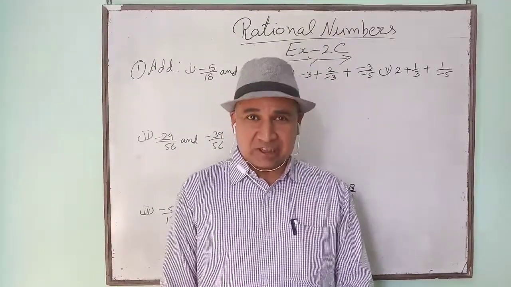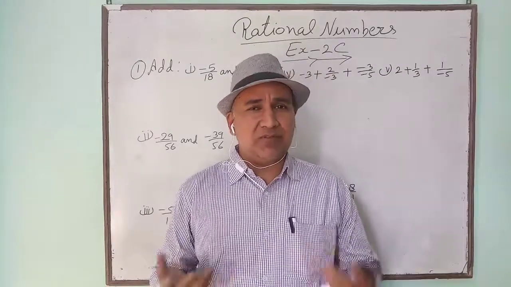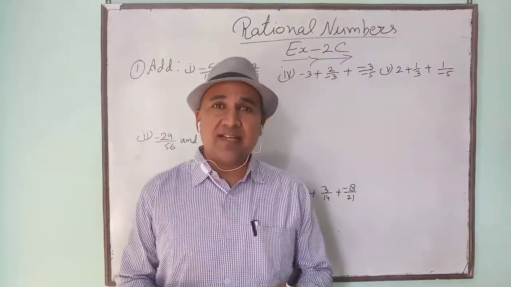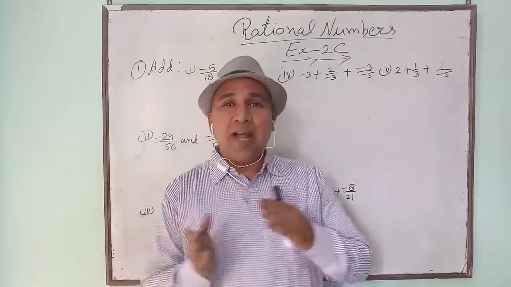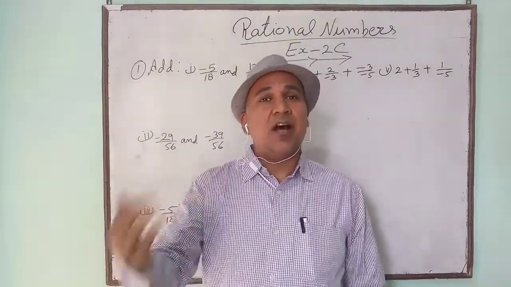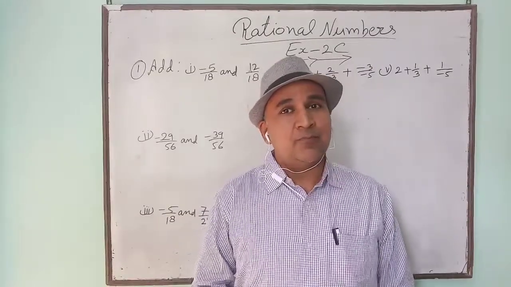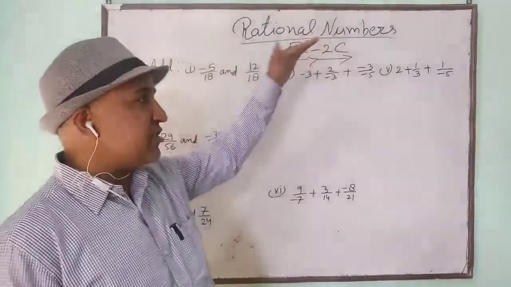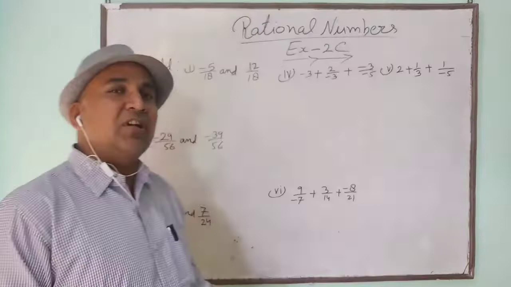We are studying rational numbers. We have completed two exercises which were very simple. Now we are going to start exercise 2C. From here we will learn how to add the given rational numbers, how to subtract, how to multiply and how to divide. Your third exercise, 2C, is based on addition, where we have to learn how to add the given rational numbers.